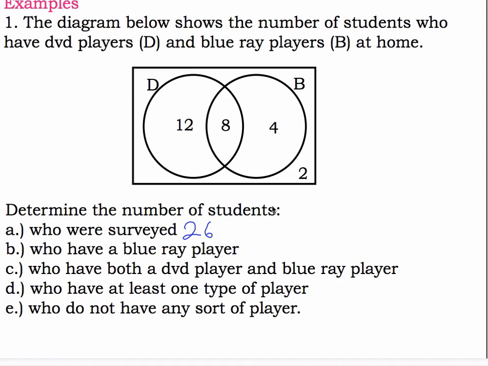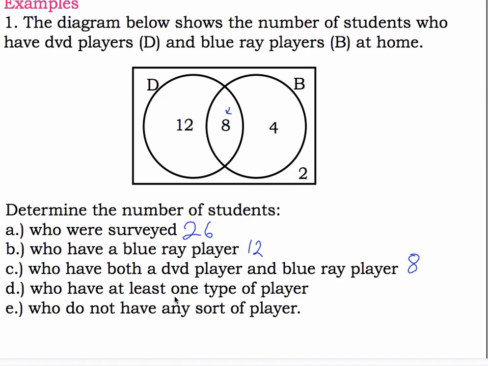Now the number of students who have a Blu-ray player. We can just add up all these numbers in the Blu-ray section, which is 12. So 12 people have a Blu-ray player. How many people have both a DVD player and a Blu-ray player? Well, that would be this one right here, 8.